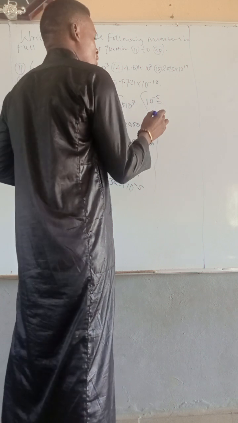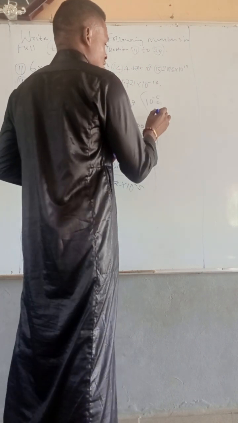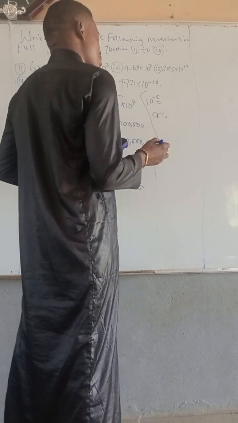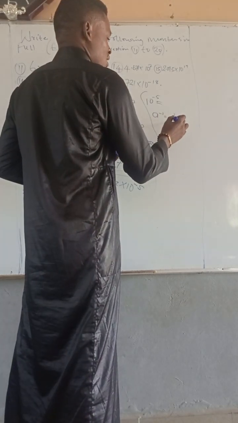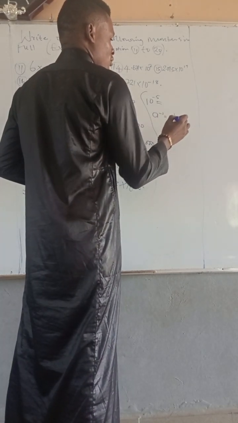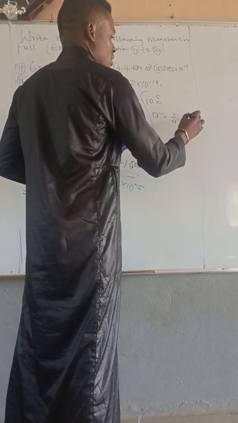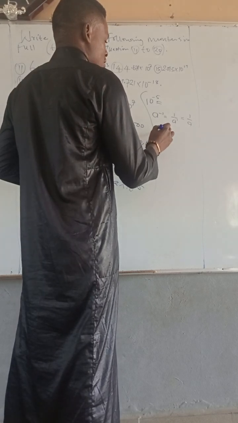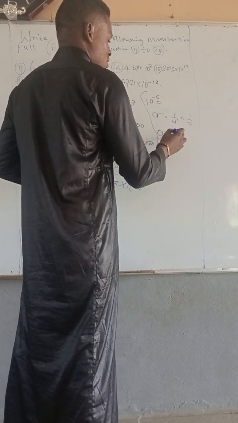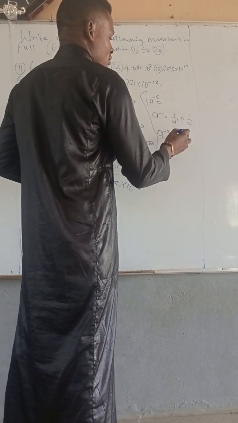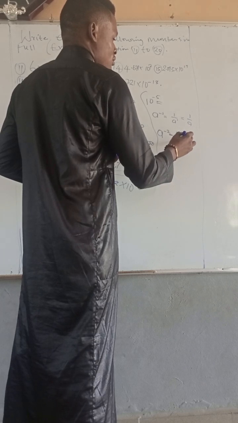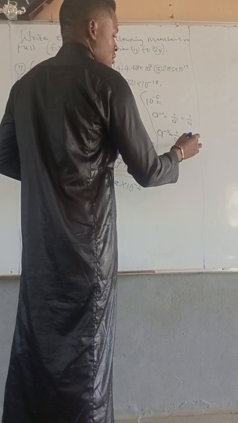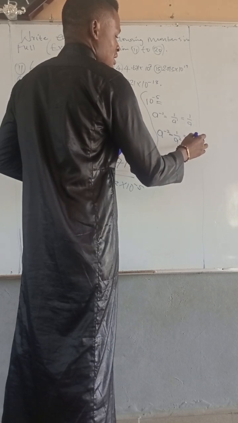From the law of indices, a to the power of minus 1 is equal to 1 all over a to the power of 1, which is equal to 1 all over a. A to the power of minus 2 is equal to 1 all over a to the power of 2, which is equal to a times a.